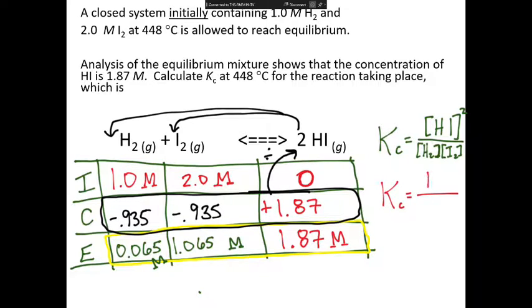Good. 1.87 squared goes up on top. What's going to go on the bottom, Davis? I put 0.065 times 1.065. You got it. Good job. All right. Now let's just do the math again. If you put a bunch of stuff in your calculator at one time, make sure it knows what order everything goes in and what's on top and what's on the bottom. So you might want to use an extra set of parentheses for your downstairs.